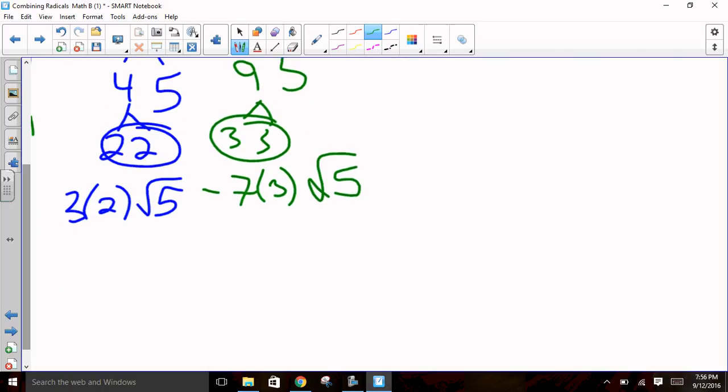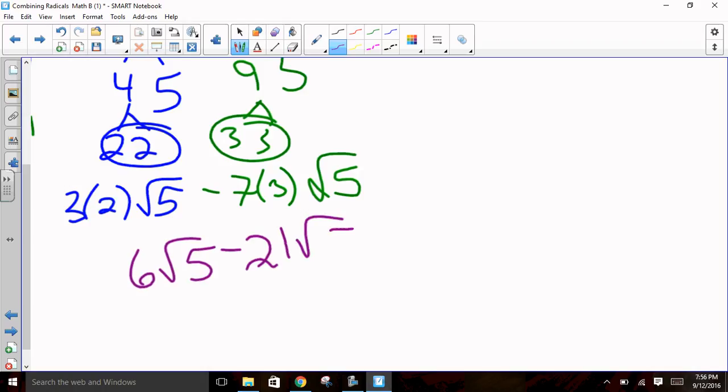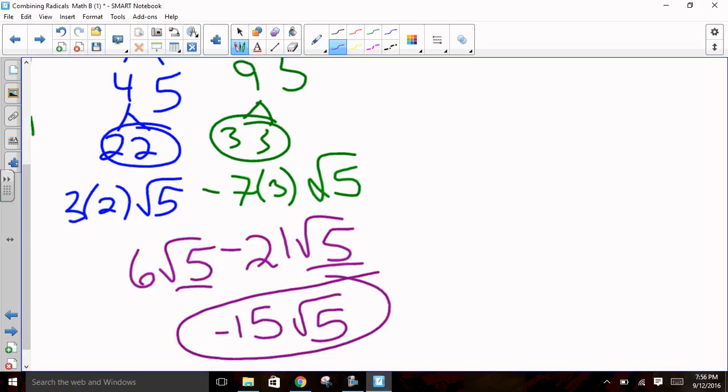3 times 2 gives me 6. So I have 6 square root 5 minus 7 times 3 is 21. I have the same number under that nice little radical sign. So 6 minus 21 is negative 15. Square root of 5 comes and hangs along.